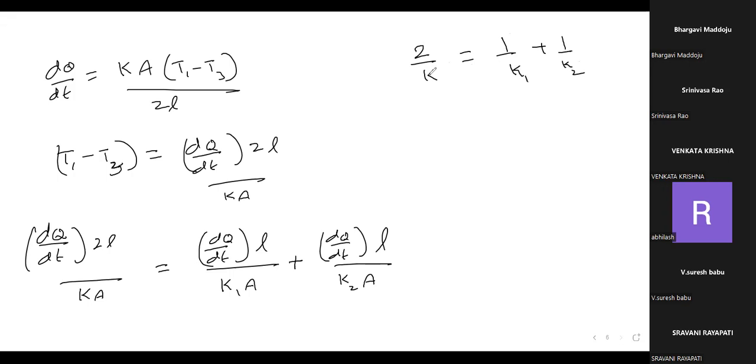In the series combination, we can calculate using this method. The formula is not important, the method is important. Using this method, you can calculate the effective thermal conductivity. One more thing we can say: the effective thermal resistance R can be written as 2L by K into A, where R1 is L by K1 into A and R2 is L by K2 into A.